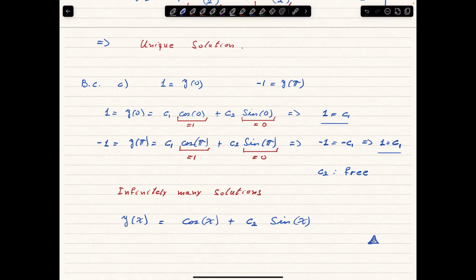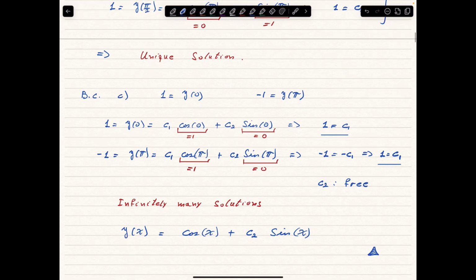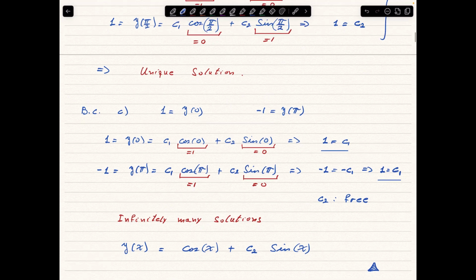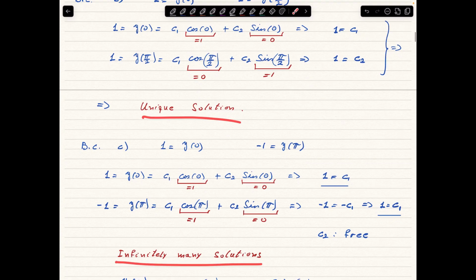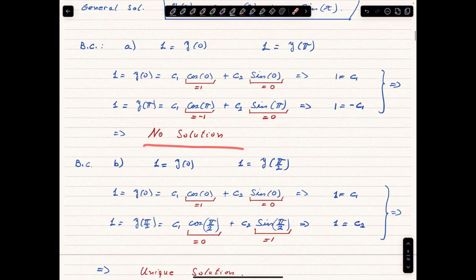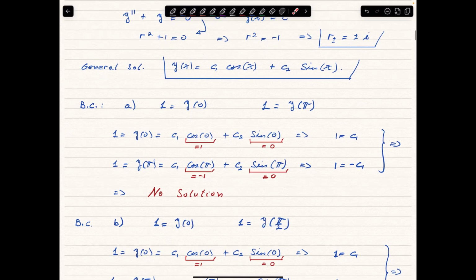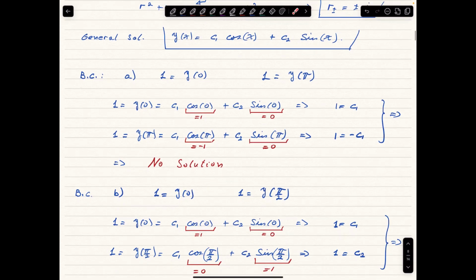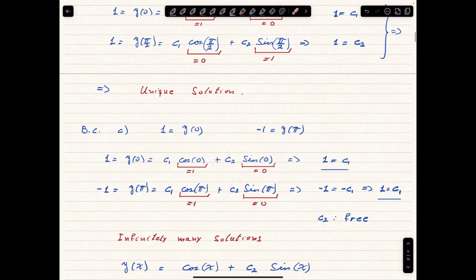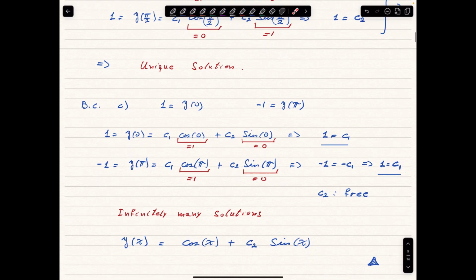So this is how the solutions to boundary value problems are different from initial value problems, in the sense that you can have unique solutions, infinitely many solutions, or no solution at all for some differential equations. In this case, differential equations for this operator where k is positive, you may have any of these cases that we never saw before in an initial value problem.